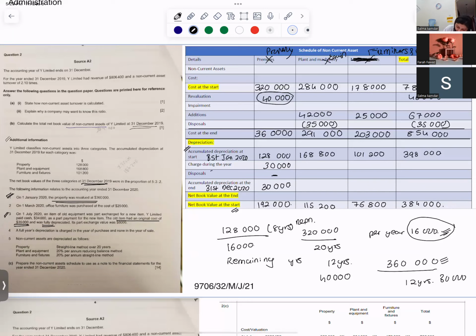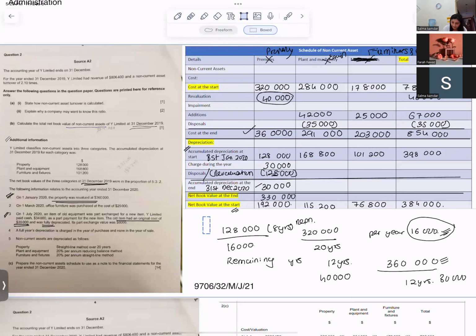So you are revaluing. The old depreciation will already get cancelled because of revaluation. Because you're revaluing upwards, that means the previous reduction is already getting cancelled. So what is the net book value of your property at the end? 360,000 minus 30,000, it would be 330,000.